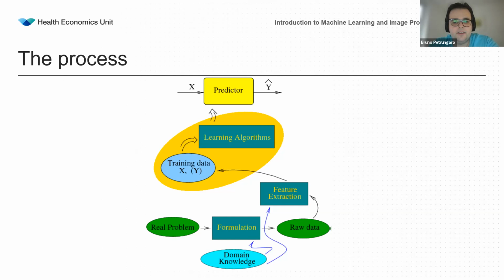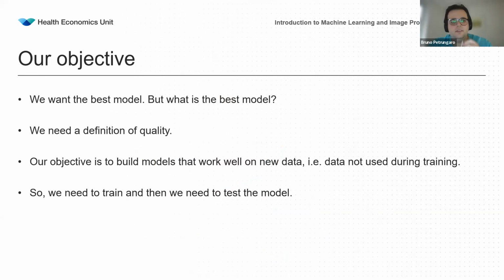So we want to build the best model. But what is the best model? We need a definition of quality. That comes from a decision on the metrics we're going to use to evaluate our algorithms. That is part of the problem formulation generally. And always keep in mind that for machine learning, we want to extract rules that work well in new data that wasn't used for training. So our objective is to build models that work well on what we call the test data and not the training data. So we train the model and then we test the model.